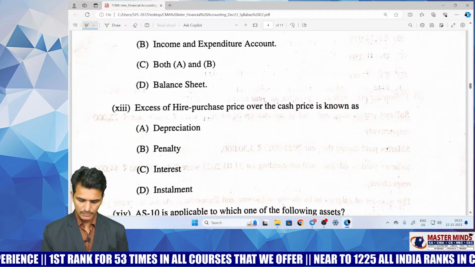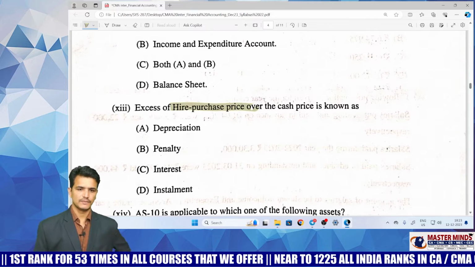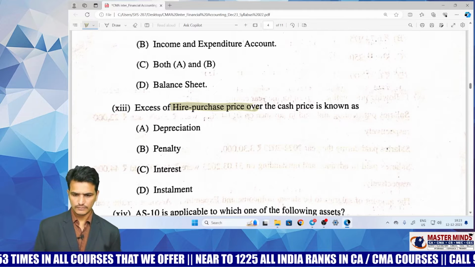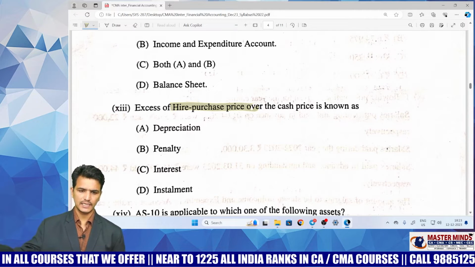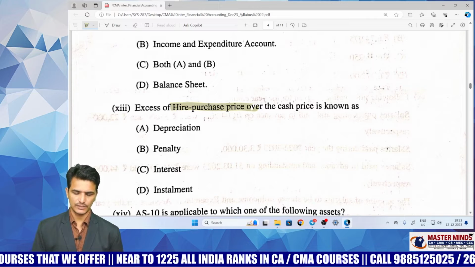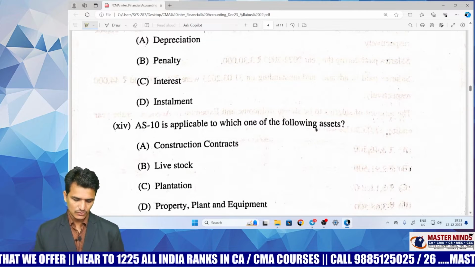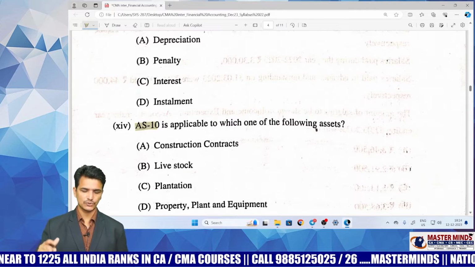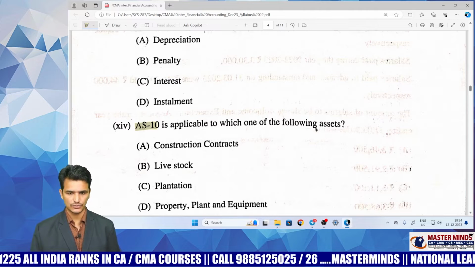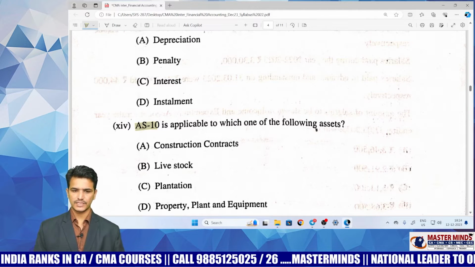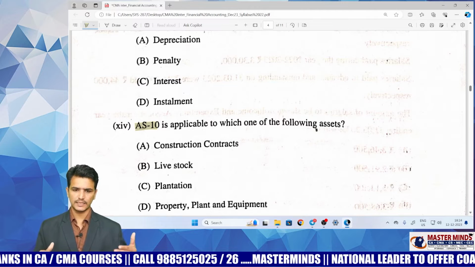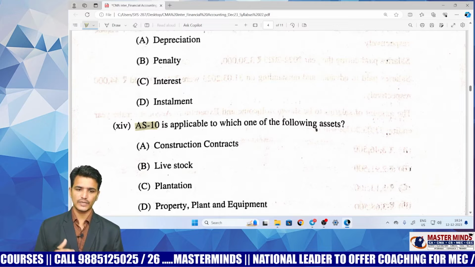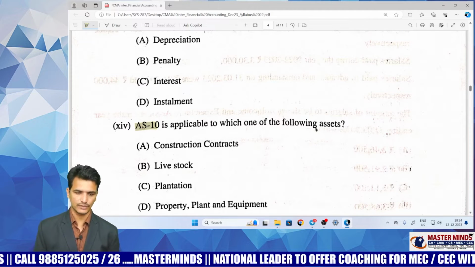And the next question is also based on the theory related to the hire purchase chapter. The excess of hire purchase price over the cash price is generally called interest. Those who have attended the class can comfortably answer these types of MCQs. Next question is based on the applicability of AS10. If you have gone through the applicability or scope of AS10, then you can comfortably answer this question. The MCQs are given in such a way that some can be answered directly by seeing the MCQ itself, and some will take some time to answer.